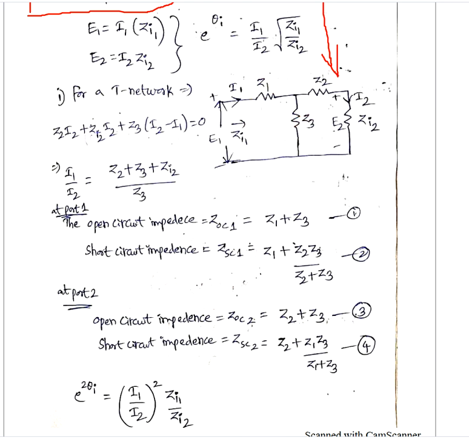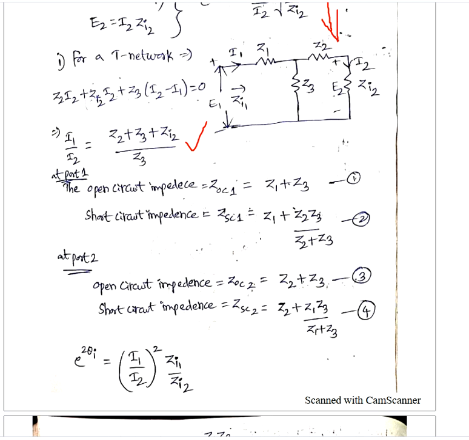For that, you apply the loop equation in loop 2, that is KVL. With that you will get the I1 by I2 ratio. All of you try to get it. It is a very big derivation, so we cannot go through all the steps involved. You have to practice this.